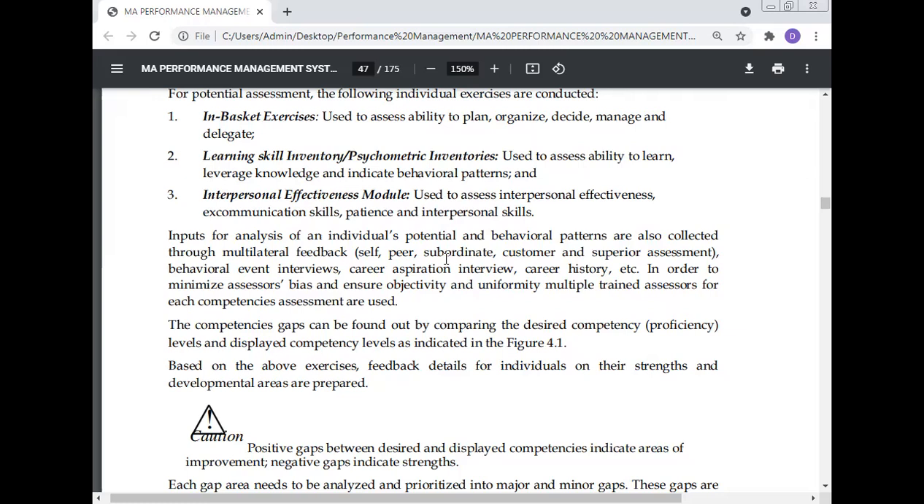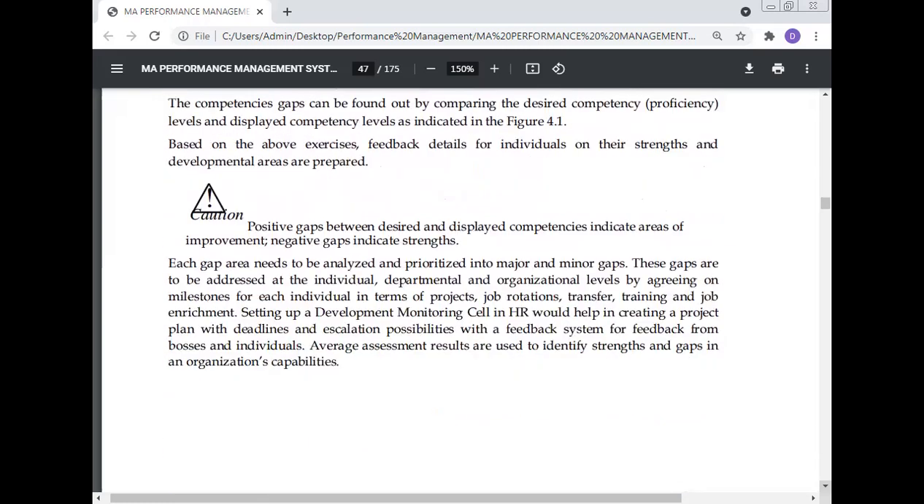The competency gap can be found out by comparing the desired competency proficiency levels and displayed competency level as indicated in the figure. Based on the above exercises, feedback details for the individual on their strength and development areas are prepared. Positive gaps between the desired and displayed competency indicate areas of improvement. Negative gaps indicate the strength. Each gap area needs to be analyzed and prioritized into major and minor gaps.